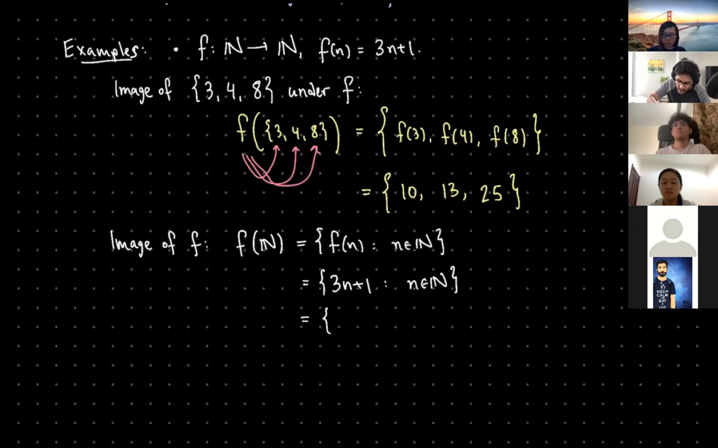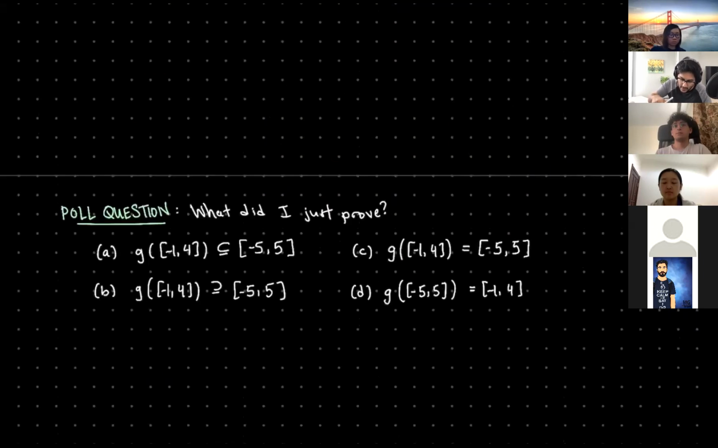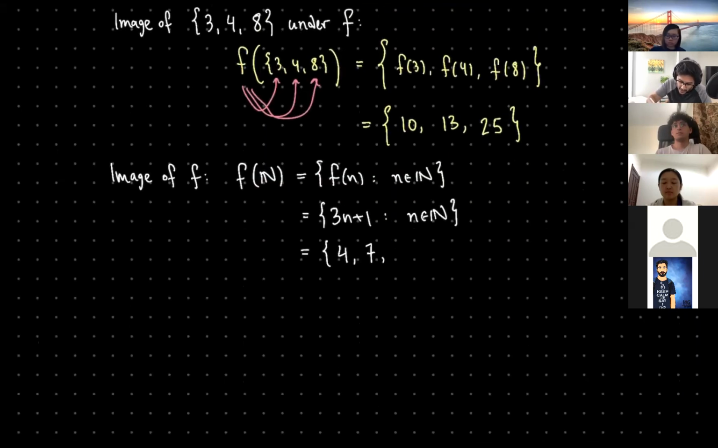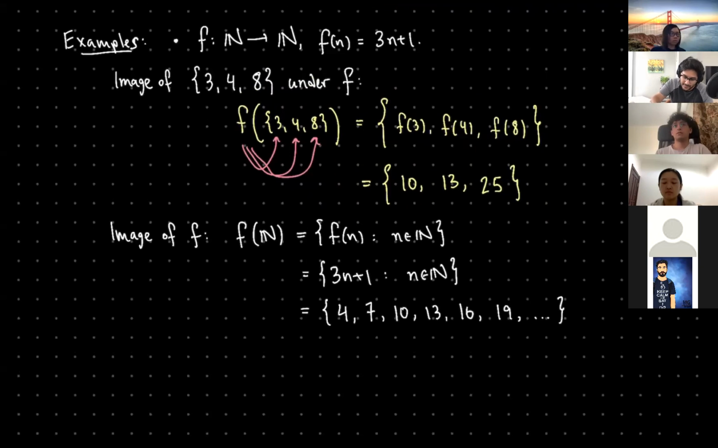So when n is 1, 3 times 1 plus 1 is 4. When n is 2, 3 times 2 plus 1 is 7. And then it just looks like there's a pattern. I just keep adding 3. So once you identify a pattern, you can just put dot, dot, dot, and hopefully whoever's reading this finds it clear. Okay, so you can see the difference.